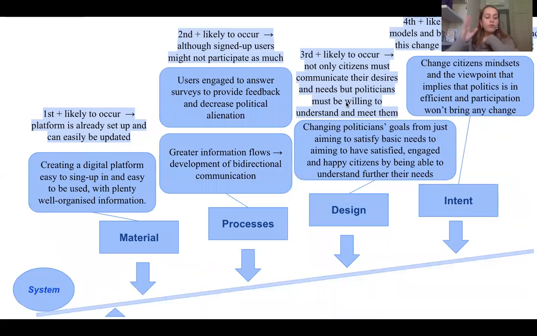So I have focused on 4 leverage points based on material, processes, design, and insight. And the possibility of them occurring goes decreasing. So it's more likely for a material leverage point to occur than an insight leverage point, because the platform is already set up and can easily be updated. Whereas signing up the users, getting them to participate, getting politicians to understand the problem, and changing the well-rooted mental models and beliefs are harder, because this is time-consuming.